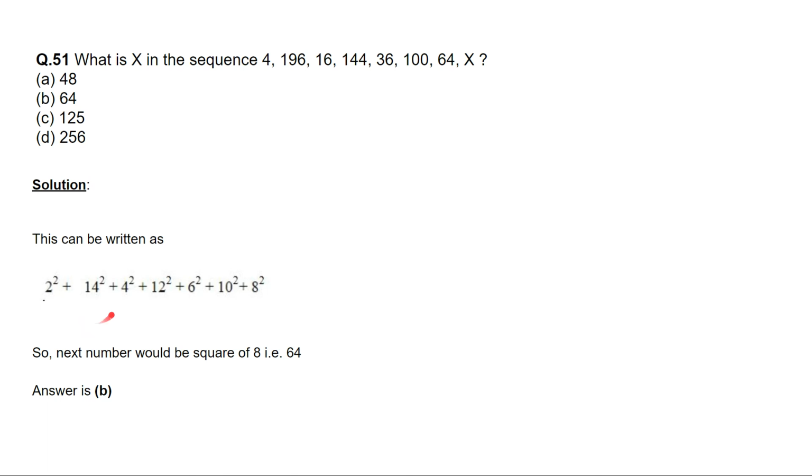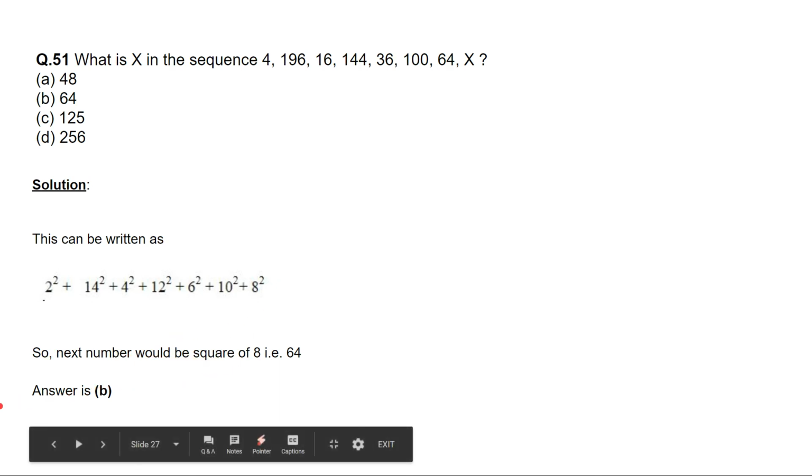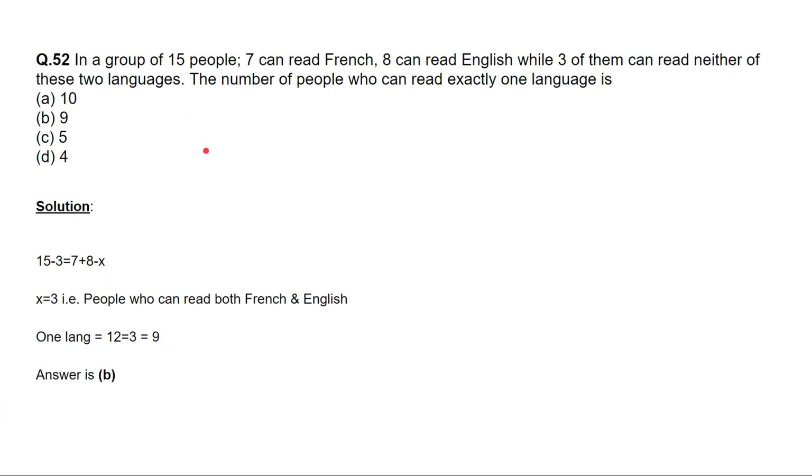Okay, this is another sequence question. This sequence can be written like this: 2 square, 14 square, 4. So you can see 2, alternate 4, then 6, then 8. Now this is 14 minus 2, 12 square, 12 minus 2, 10, 10 minus 2, 8. So the next term should be 8 square, I'm sorry, so the next term is 64. Answer is B.